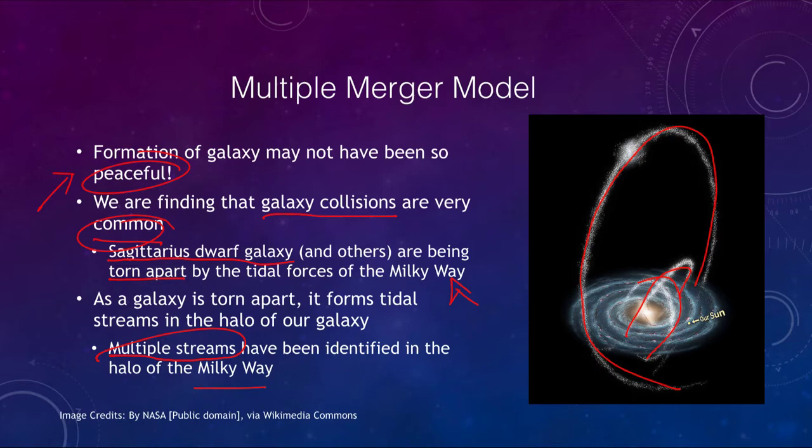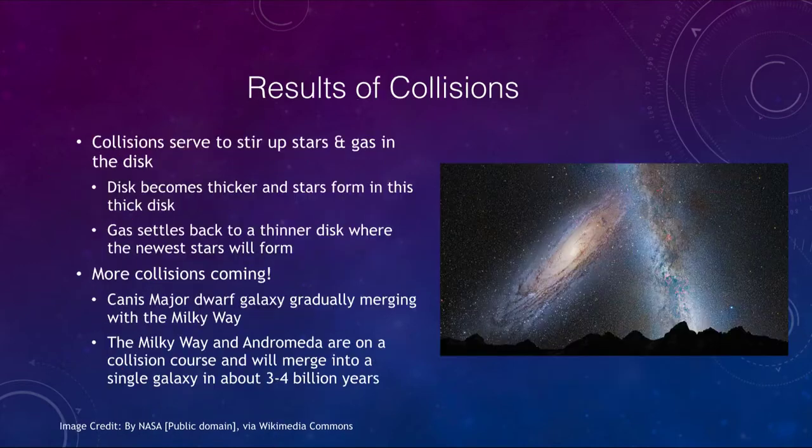So what are the results of some of these collisions? What we see is that the collisions serve to stir up the stars and gas in the disk. The disk becomes thicker and stars form in this thick disk, whereas the gas will settle back down to a thinner disk where the newest stars form. So we start to get various ranges from the halo with the oldest stars to the thick disk down to the thin disk where the newest stars are forming.